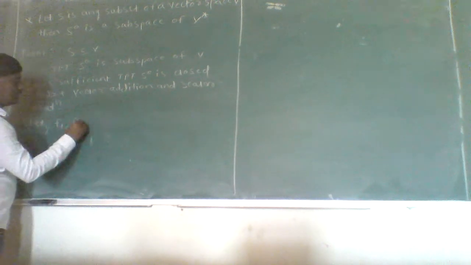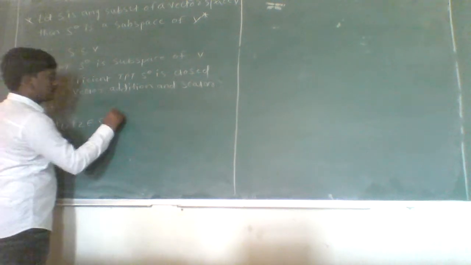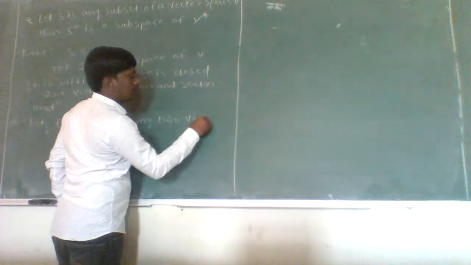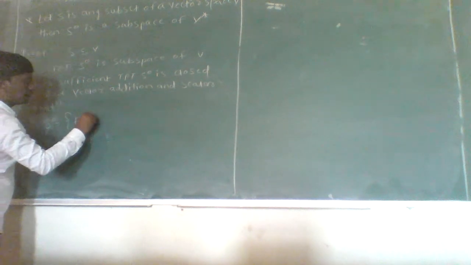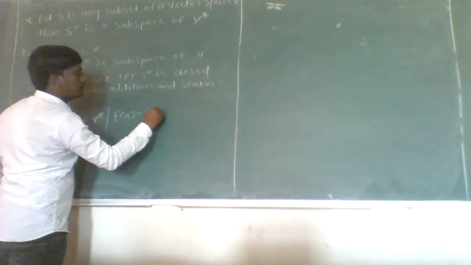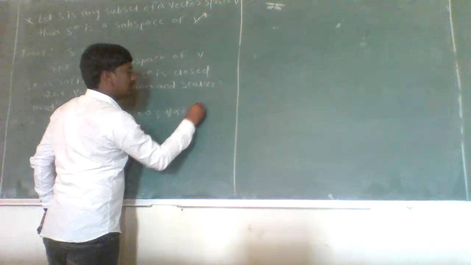Okay. Now let f1, f2 be any two elements of the annihilator. Let us first define what is the annihilator of S. Annihilator of set S is nothing but the set which contains all f belonging to V star such that f of alpha is equal to 0 for all alpha in set S.